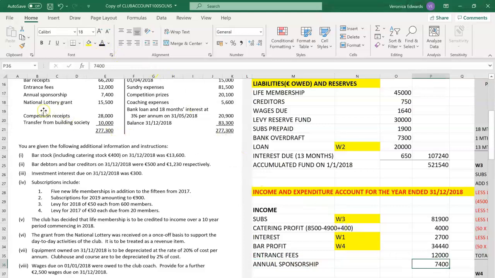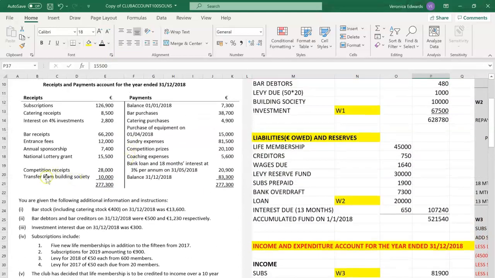7,400. A national lottery grant. The grant from the National Lottery was received on a once-off basis to support the day-to-day activities of the club. It is to be treated as a revenue item. So you are told here that even though it's a once-off grant, because it's been used to support the regular activities of the club, it should be treated as a revenue item. So it's okay to include it here under income. Okay. And that's your lottery grant of 15,500.